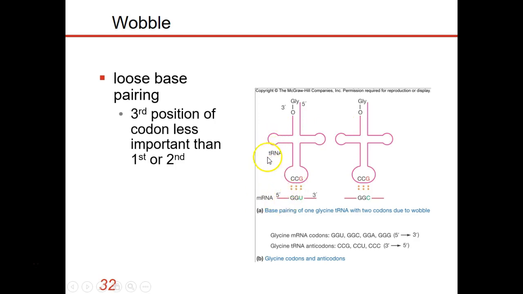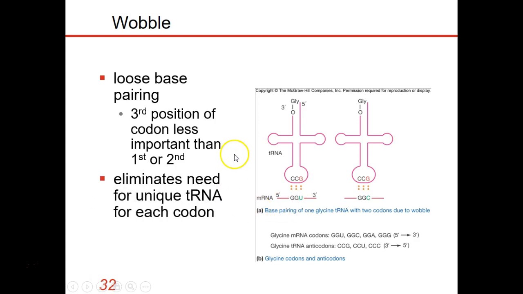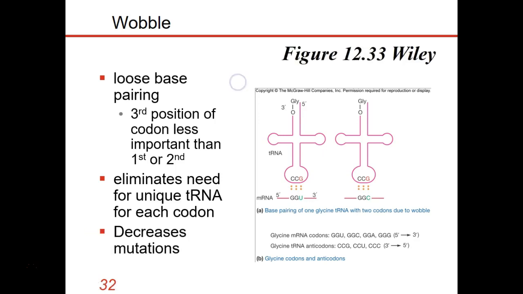The same transfer RNA can carry glycine and bind to different nucleotide sequences so long as the first and second nucleotides are the same. This reduces the number of transfer RNAs needed, and it also reduces the likelihood of mutations occurring. This is from a different textbook. I just like this figure, and it discusses the wobble hypothesis well.